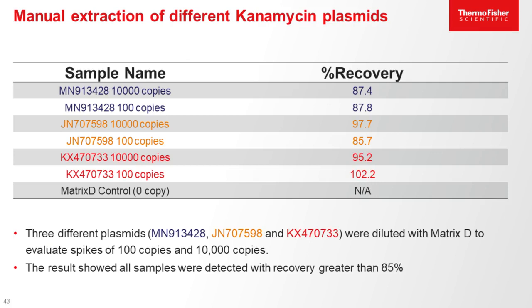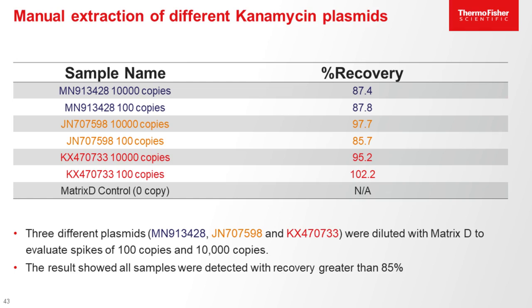On this slide, I would like to take a look at recoveries. The kanamycin-resistant gene plasmid DNA assay has been designed to detect and quantitate the vast majority of kanamycin-resistant gene alleles currently known. This has been achieved by carefully analyzing the conserved region and developing a multi-primer assay to target all alleles with the same sensitivity.